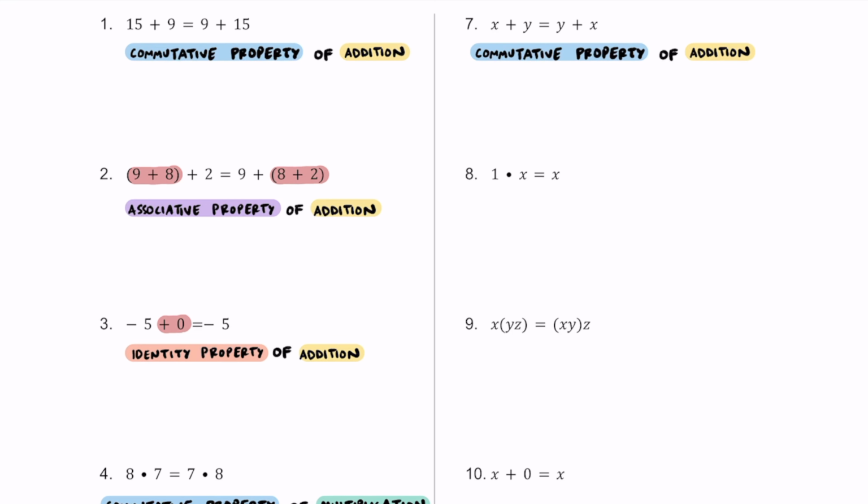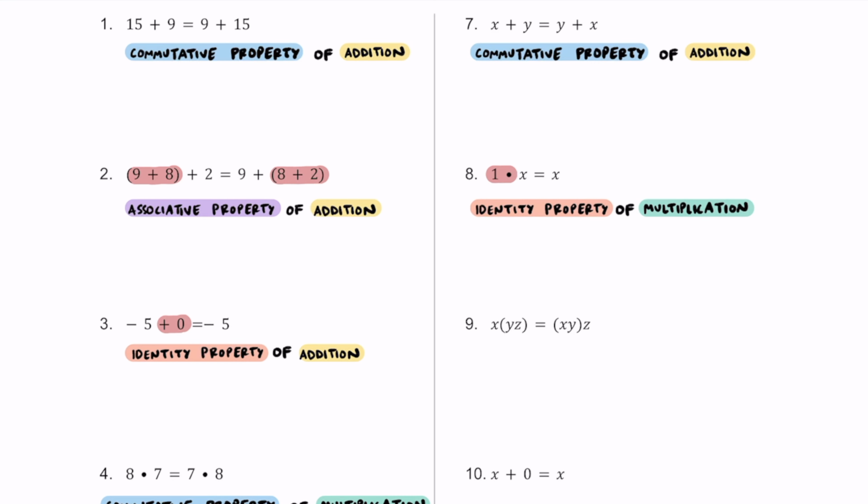For number 8, we have the product of 1 and x, or 1 times x, and that's just equal to x. So this one's similar to another one we just did a moment ago, where if you multiply anything by 1, it stays the same, even if we don't know what it is, like x in this case. So we can say here that this represents the identity property of multiplication, where you can multiply anything by 1 and it stays the same.